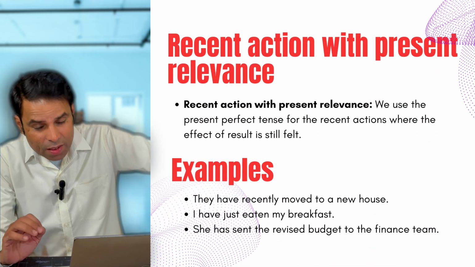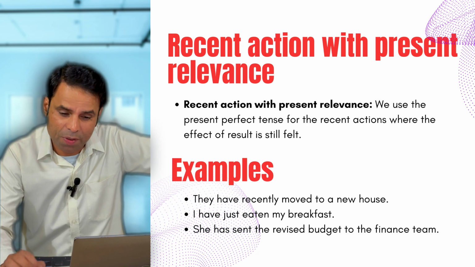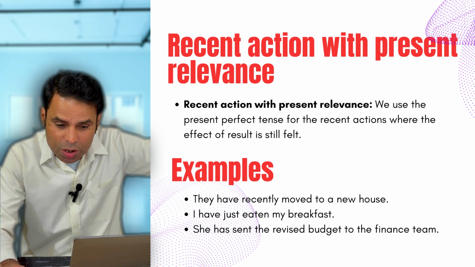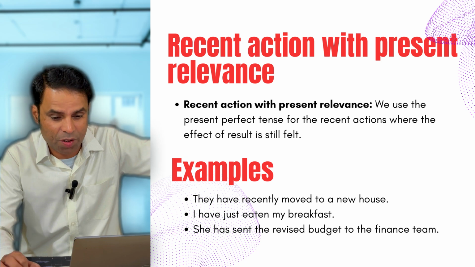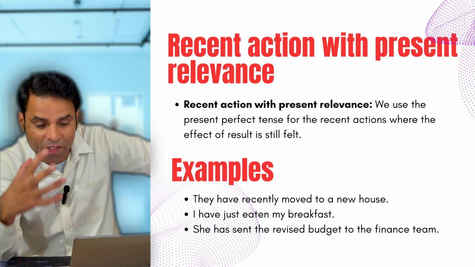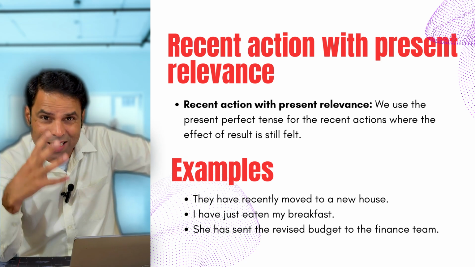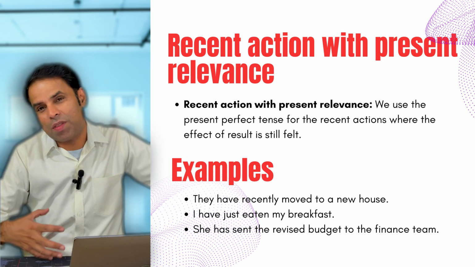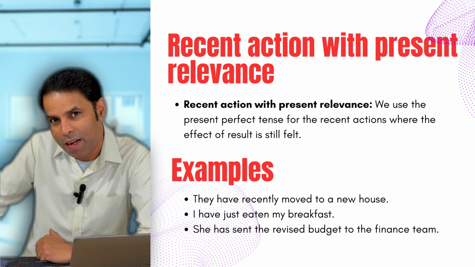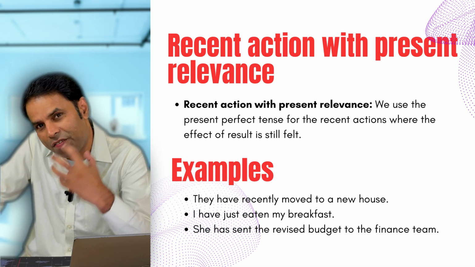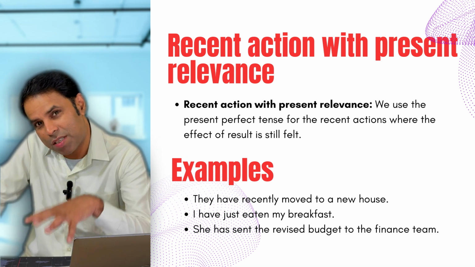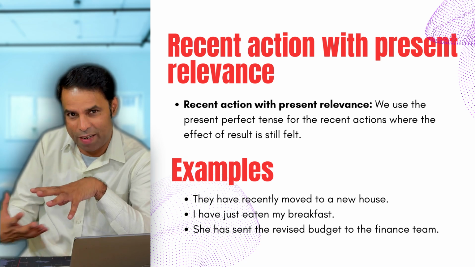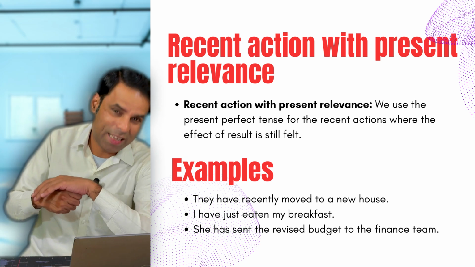Now, the next usage of present perfect tense is that we use it for recent actions where the effect of the result is still felt. I mean, something that you did recently, and you have the effect of that action in the present. You can feel it, you can see it, the effect of that action.